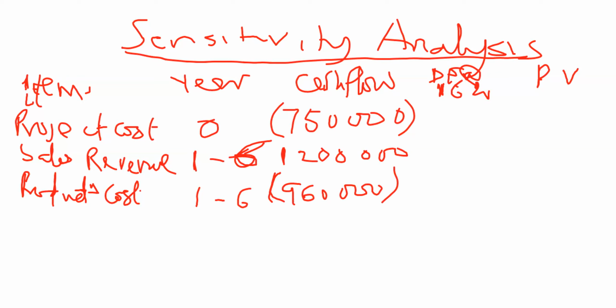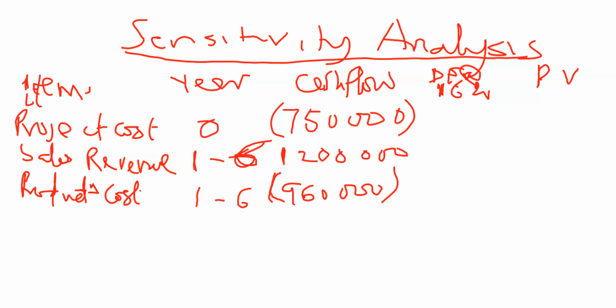Because that first one is normal, production cost is 750,000, there will be a bracket. The second one is 1.2 million, there won't be a bracket because it's a cash inflow. The project cost is a cash outflow. Production cost is also a cash outflow, and that's why there's a bracket attached to it. Is it clear? Yes, sir.